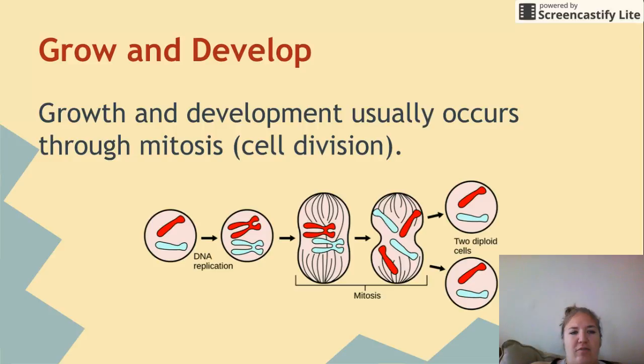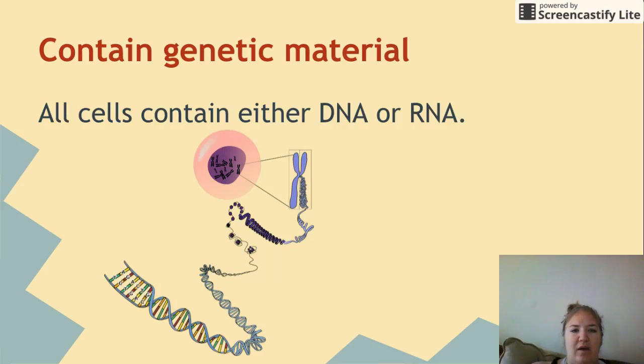Growth and development. So all things that are alive need to be able to grow and develop, and it usually occurs through mitosis or cell division. You start with one cell and you replicate genetic material and you end up with two different cells. And this bottom picture is a picture of mitosis showing two diploid cells. There are other levels of ploidy, but for now we're just going to stick with these ideas of the diploid cells.